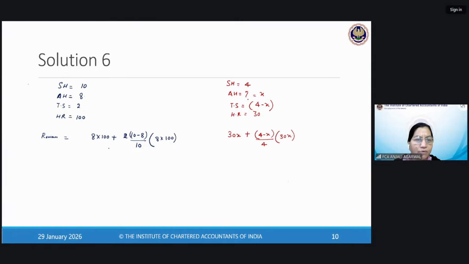Now, if you want to find the effective hourly rate, what would you do? You would divide the entire wages by the actual hours taken. So in this case, it would be 800 plus 20% of 800, which is 160, divided by 8. So how will you get the effective rate? 960 on 8.